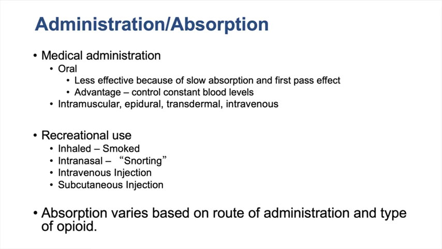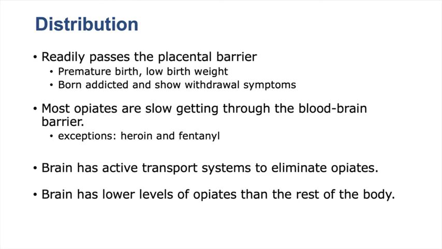Absorption is going to vary based on the route of administration and the type of opioid. Remember, some of the differences between the different opioids we talked about is lipid solubility, and that's going to have a huge effect on absorption. Most opioids can readily pass any barrier, so it can readily pass the placental barrier, which can cause premature birth and low birth weight. Children who have been exposed to opioids in the womb will be born with an opioid addiction, and they will show withdrawal symptoms immediately.